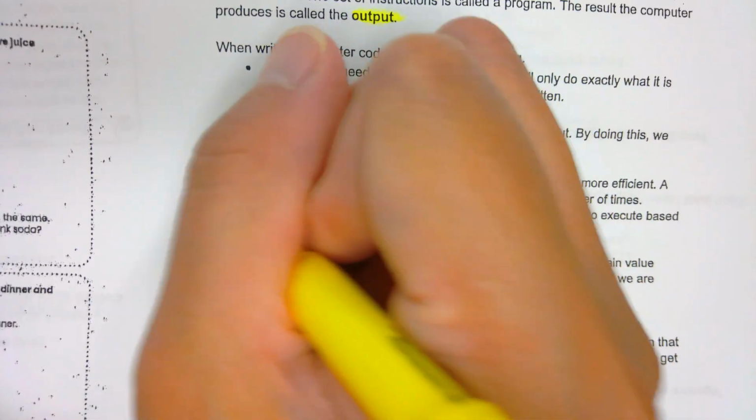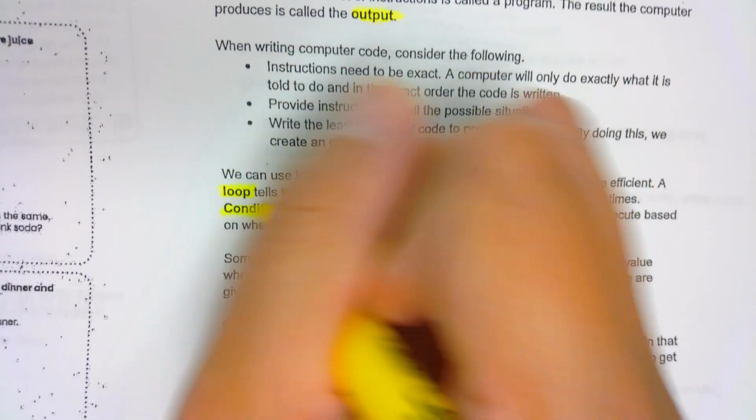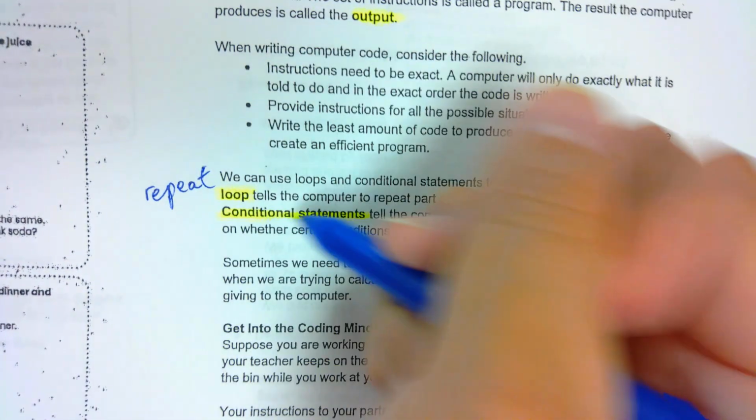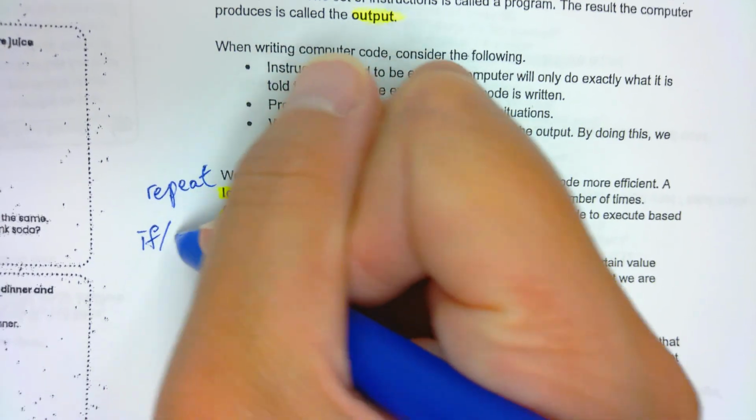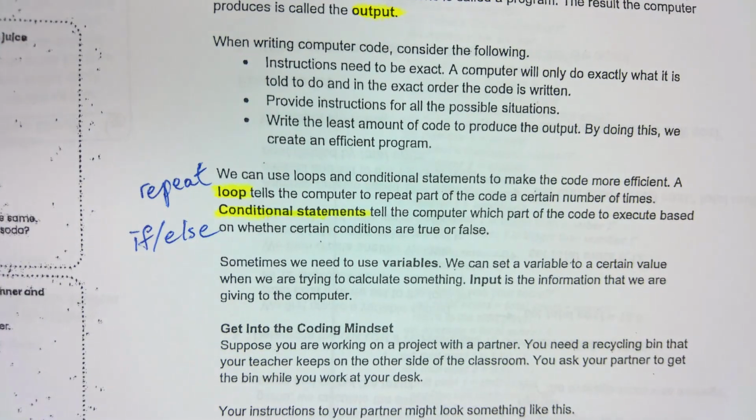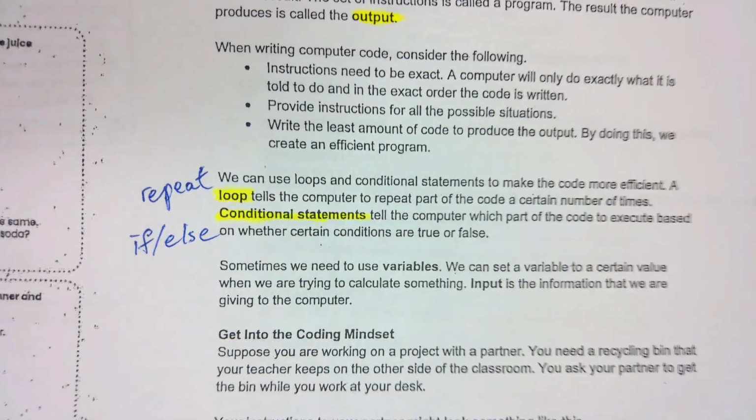A loop is like a repeat. You're telling it to keep asking the same question over and over again until a condition is met. So the condition is like your if and else. So loop is like keep repeating. And then condition is: if this happens, do this, or else do that. Okay. So let's go over an example. Those are some of the key terms you need to know.